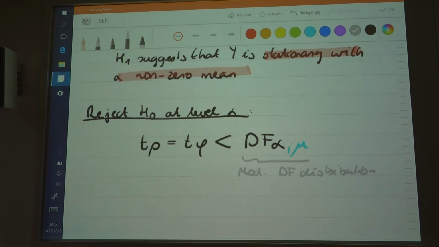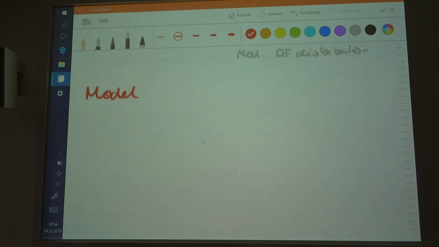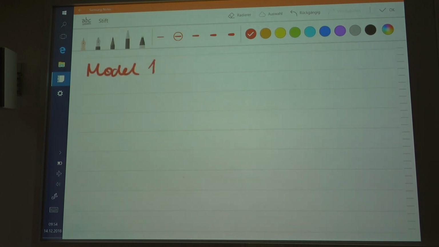And the final model, which is basically model 1, is the most general one. The first model that I introduced was like this: we have rho times y_t plus e_t. But that was model 3.